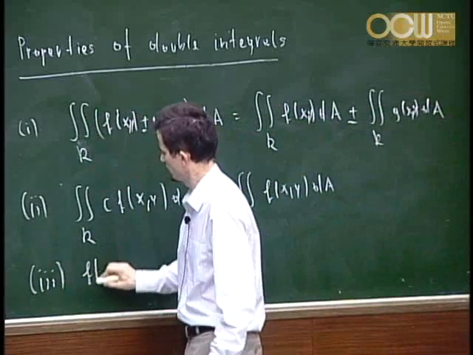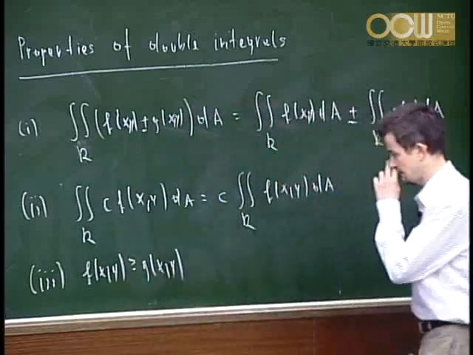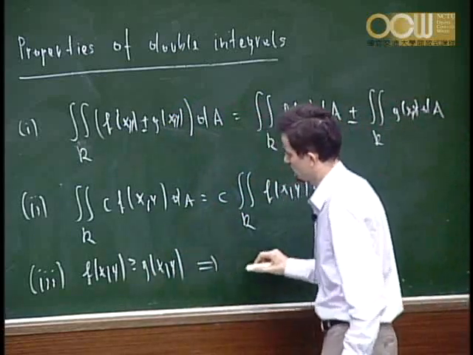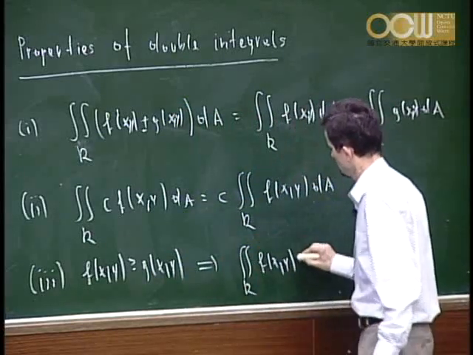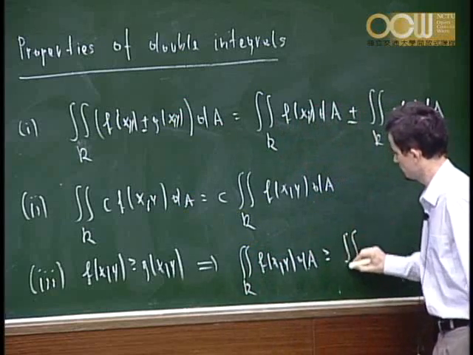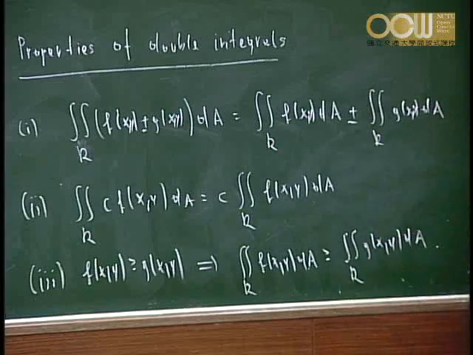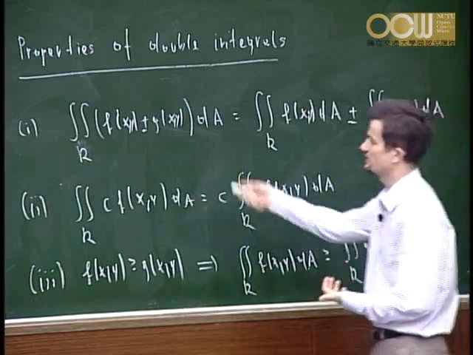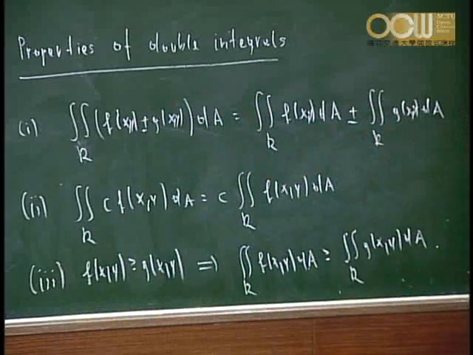And you have also properties which are sometimes very useful: if you have a function f which is always larger or equal than the other one, g, on R, then the double integral over the function f is also larger or equal than the double integral over the function g. The usual properties are all easy to prove just using limits. These are just the corresponding results for limits. We know that the limit of a sum is the sum of the limits, and the limit of a function times c is c times the limit of the function, and so on.